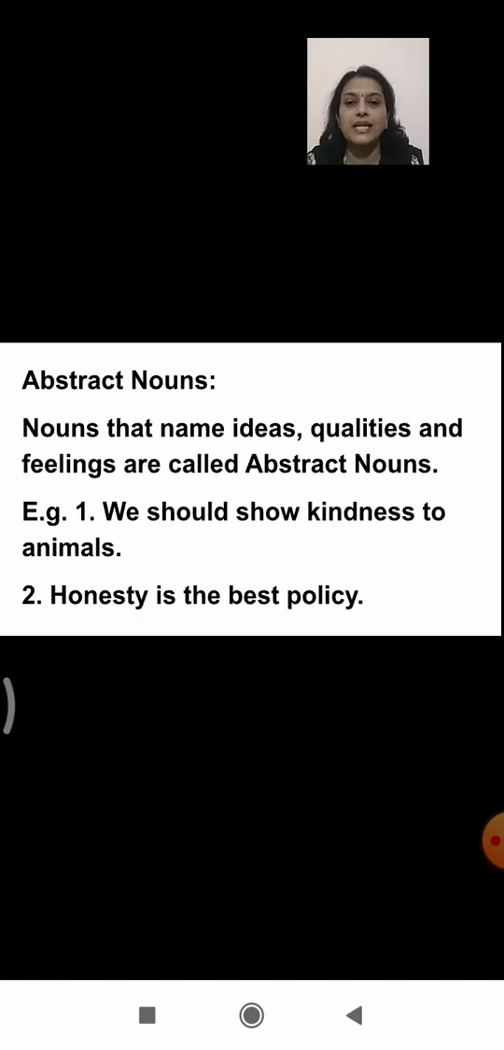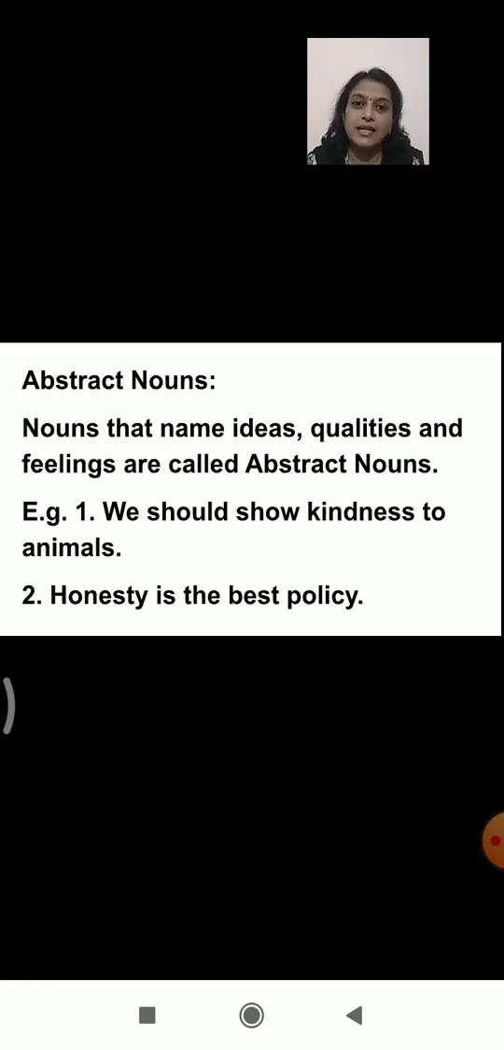Here in the examples we can see the first one. We should show kindness to animals. Now in this sentence, which one is the abstract noun? Yes, kindness. Right? It's an idea, it's a quality. The second one, honesty is the best policy.